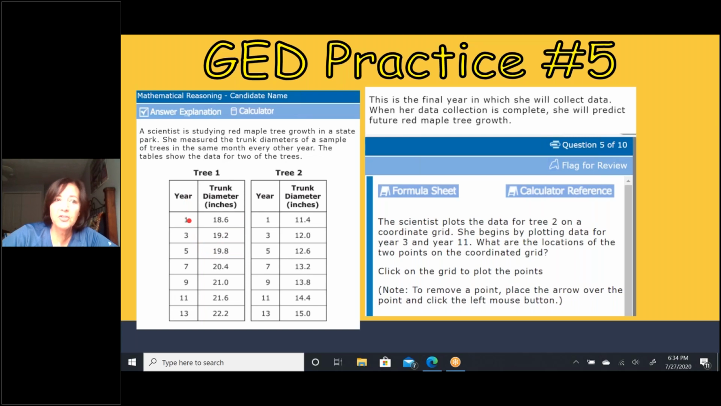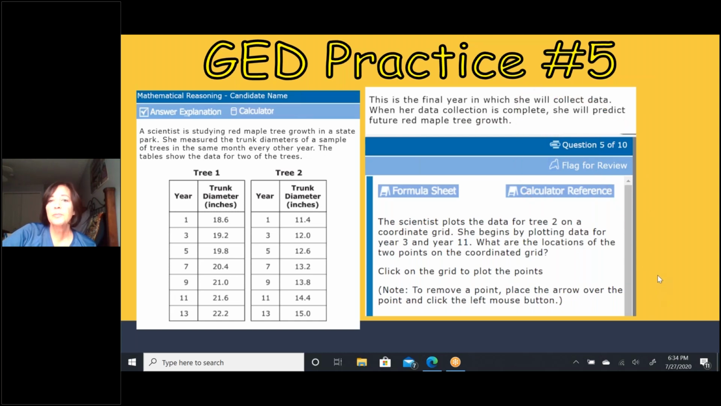She just did the measuring on odd number years. So year 1, 3, 5, 7, 9, and it goes all the way through for both of these trees. And then we've got the diameter of their trunks. Okay, this is the final year in which she will collect data. When her data collection is complete, she will predict future red maple tree growth.